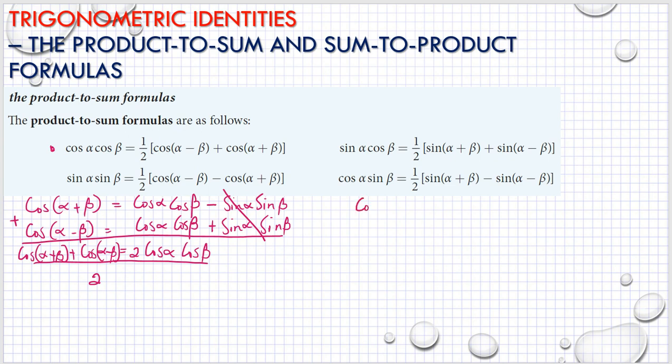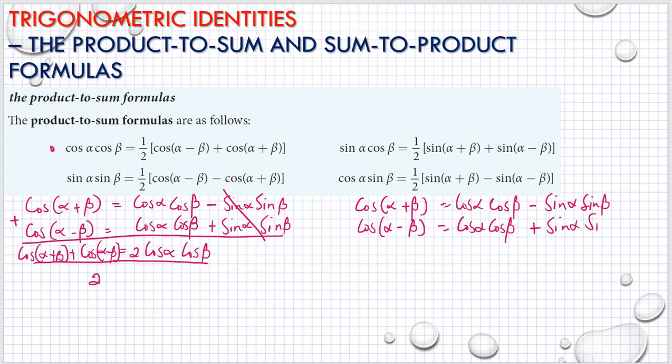For the second, the same, we have cosine of alpha plus beta is equal to cosine alpha cosine beta minus sine alpha sine beta. And then we have cosine of alpha minus beta is equal to cosine alpha cosine beta plus sine alpha sine beta.